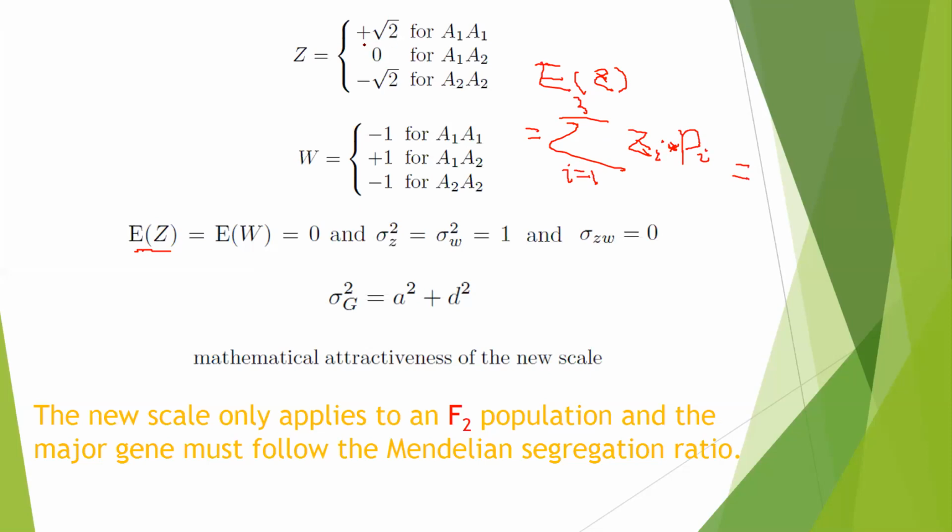So first you have square root 2, but times 1/4, right? Plus 0 times 1/2, right? Plus minus square root 2 times 1/4. So what is this? This is 0. So bingo, you proved the first one.